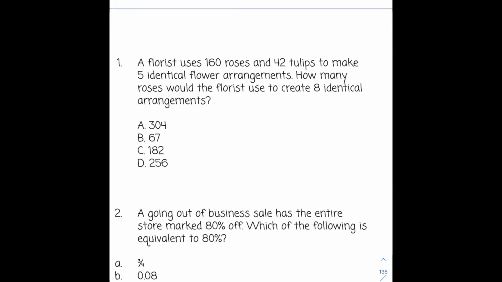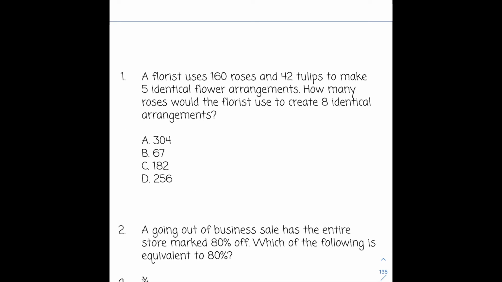Number 1, a florist uses 160 roses and 42 tulips to make 5 identical flower arrangements. How many roses would the florist use to create 8 identical arrangements? This is a proportion problem. It gave you a given ratio and then asked you to make a prediction.